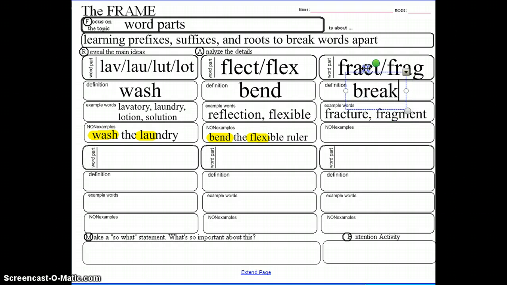And so when we put our definition together with a word, we had "break the..." I can't remember our sentence. "Break a fragment off." "The broken fragment cut me." So we could do any means of putting those together. So we had break, meaning frag.